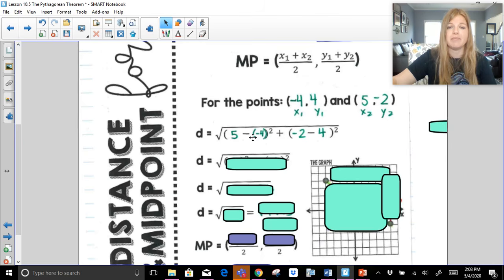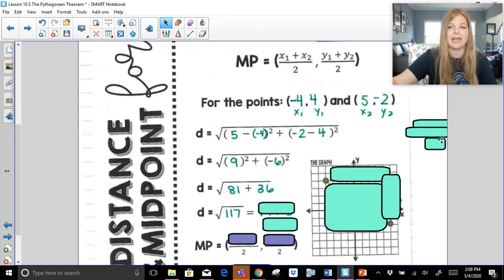So let's see. 5 minus a -4 really means 5 plus 4, which is 9. -2 minus 4 really means -6, so this is plus -6. And I have to square both of those values. 9 squared is 81. -6 squared is 36. I add them together and I get 117.